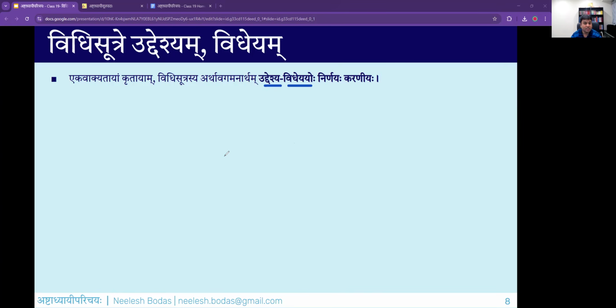But if you flip this statement, Yaha gacchati saha devadattaha. So you're pointing to somebody who is walking. So an entity which is now known is Yaha gacchati saha. And you are giving new information about that entity, that it is Devadatta. So in this case, Yaha gacchati saha devadattaha, Yaha gacchati saha is the Uddesha, Devadatta is the Videya.